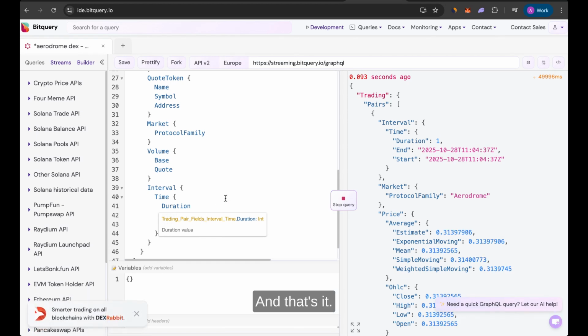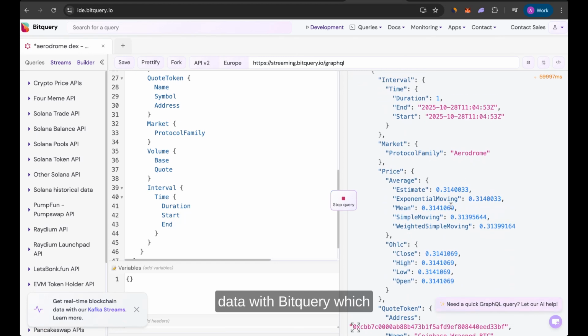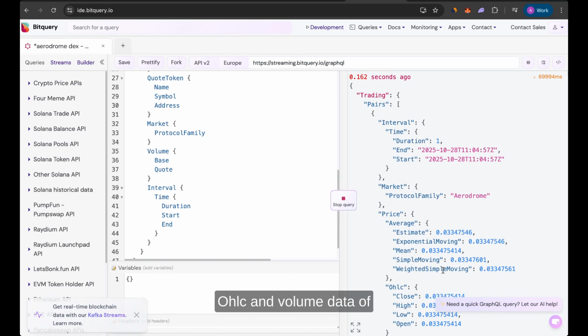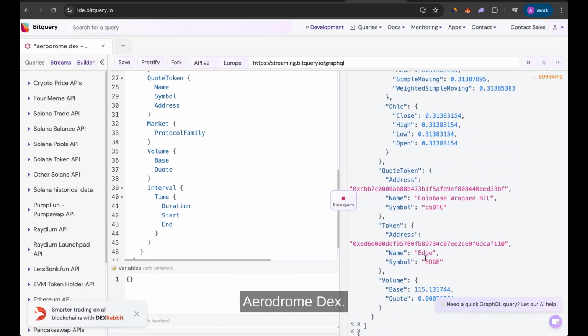And that's it! You now know how to stream real-time Aerodrome trading data with Bitquery, which gives you real-time prices, OHLC, and volume data of different pairs trading on Aerodrome DEX.